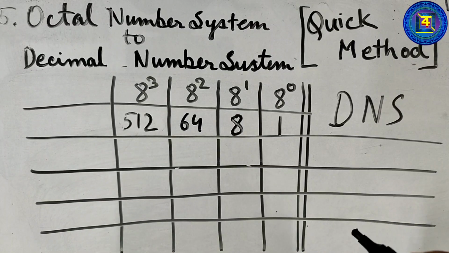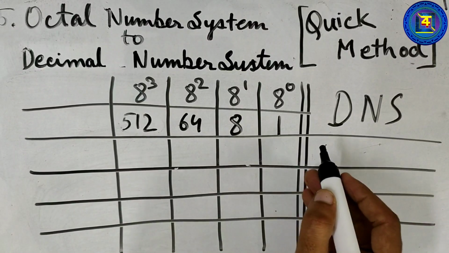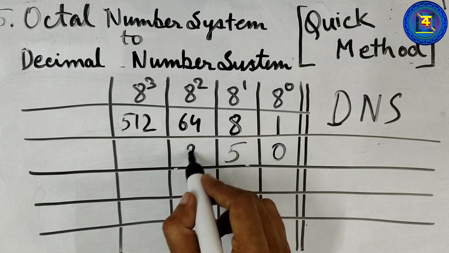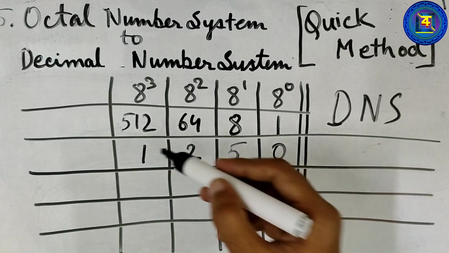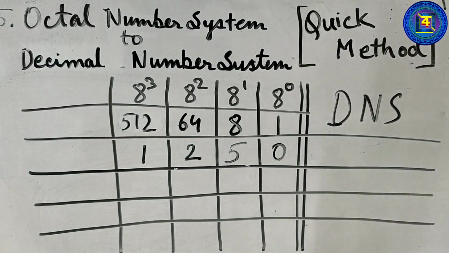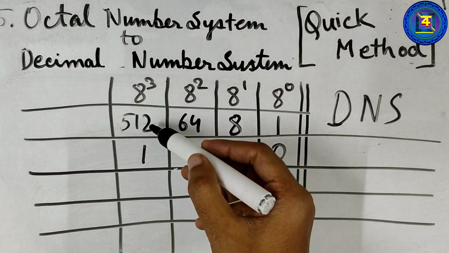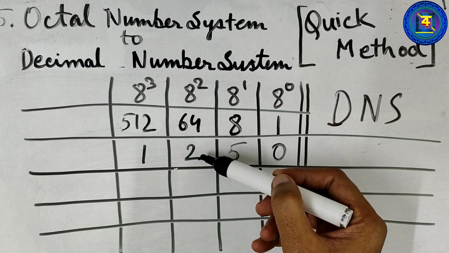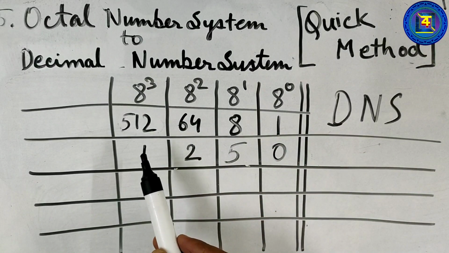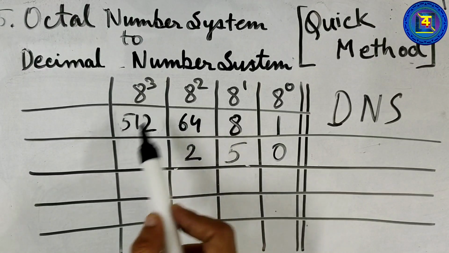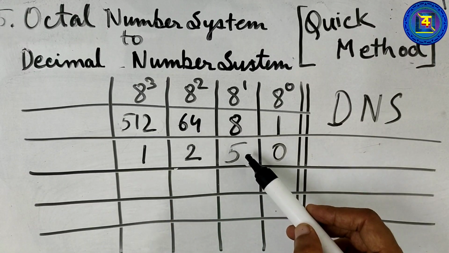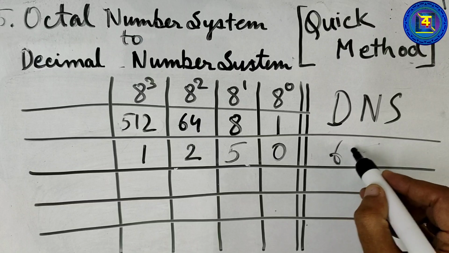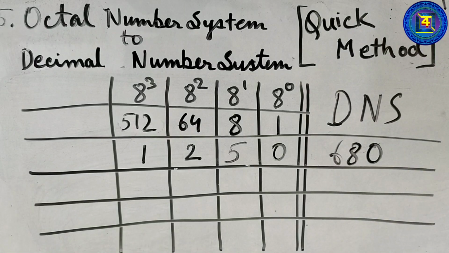Now let us copy the very first question, that was 1250. So we are going to copy it from the right to left, that is 0, 5, 2 and 1. So we are going to multiply these values and eventually we are going to add them up. That is 512 into 1 is equal to 512 plus 64 into 2 is equals to 128. 512 plus 128 sums up to 640. 640 plus 8 5s are 40, that is 680, and obviously 1 0s are 0. So your decimal number system becomes 680.